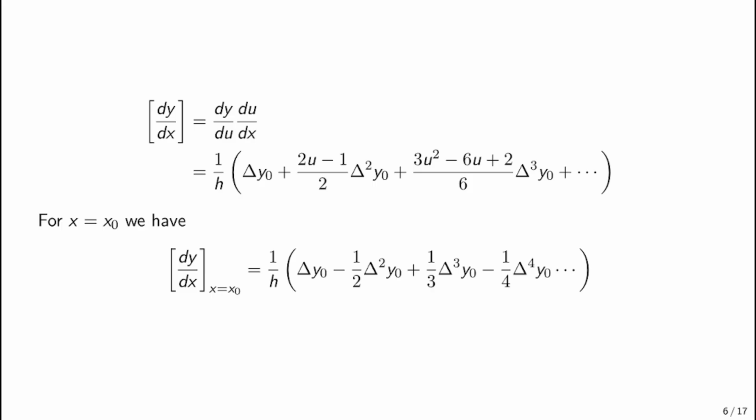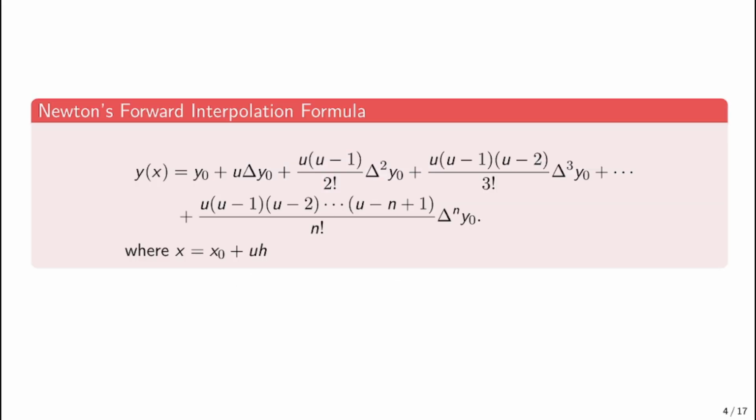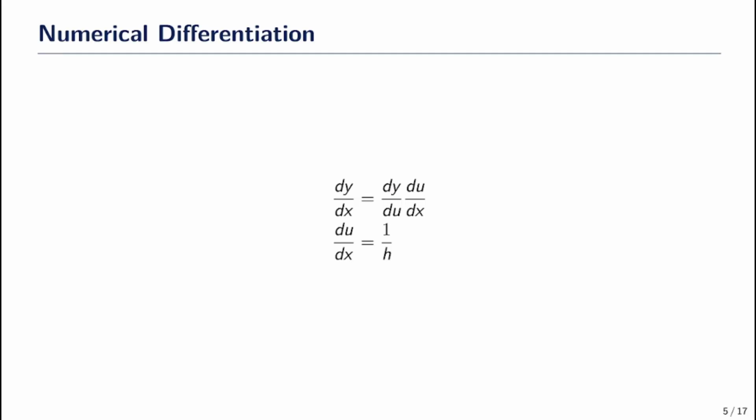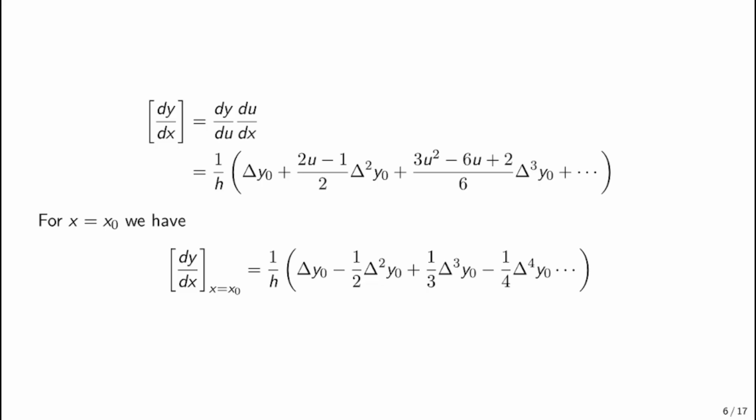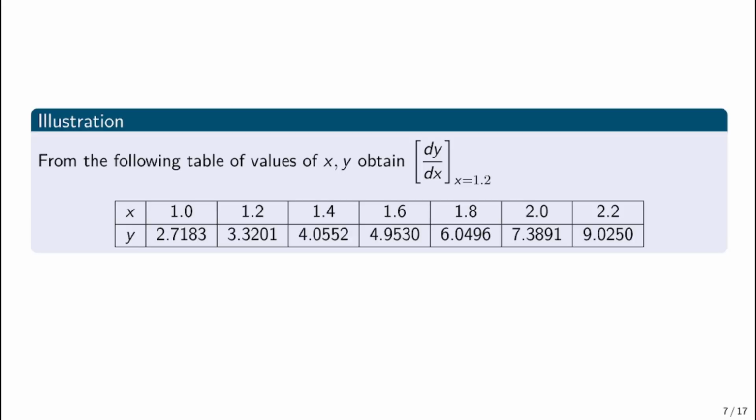continuing like this. If you want to evaluate this function at x equal to x0, the formula simplifies. x equals x0 plus uh, and when you substitute x equal to x0, u will be equal to 0. When u is equal to 0, the formula will reduce to 1 by h [delta y0 minus half delta square y0 plus 1 by 3 delta cube y0 minus 1 by 4 delta to the power 4 y0 plus etc.]. The signs will alternate. Now let us see a particular problem.